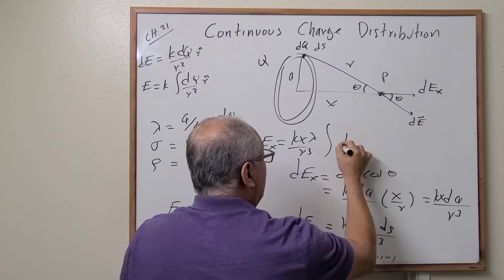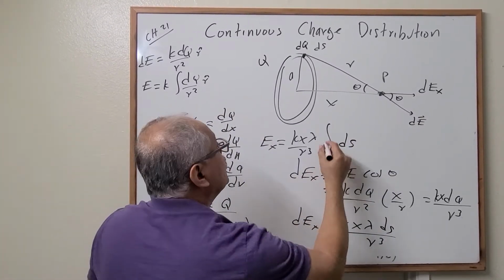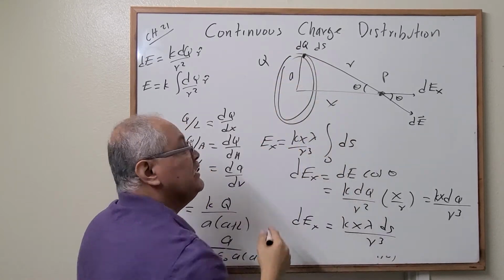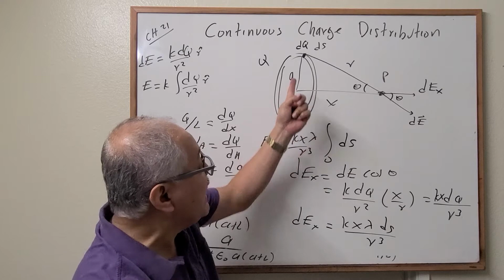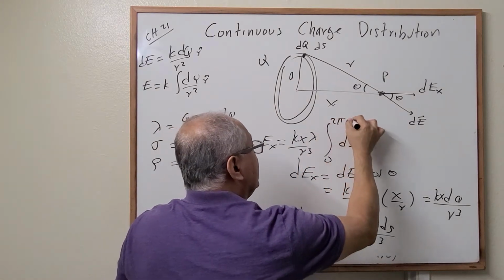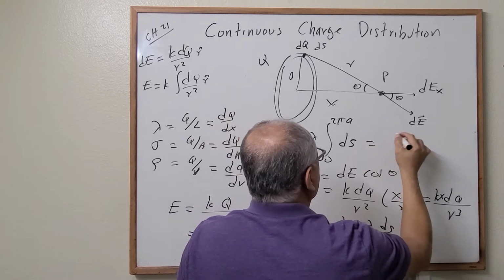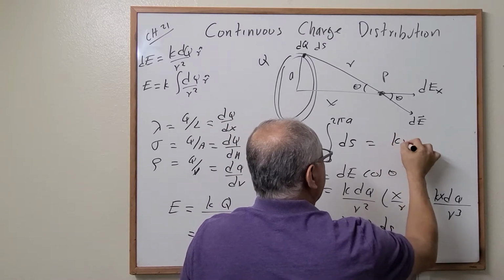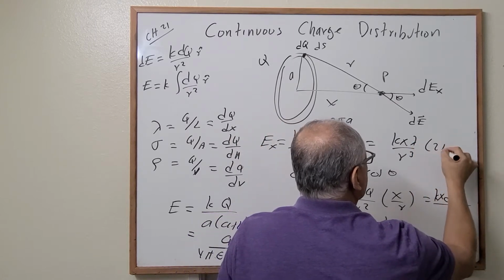the integral of ds. But s goes from 0 to the total length. What is the total length? The circumference, 2 pi r, but r is the radius, which in this case is a, so it's 2 pi a. So this is equal to k x lambda over r cubed, times 2 pi a.